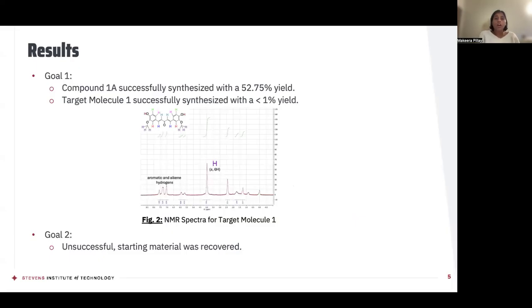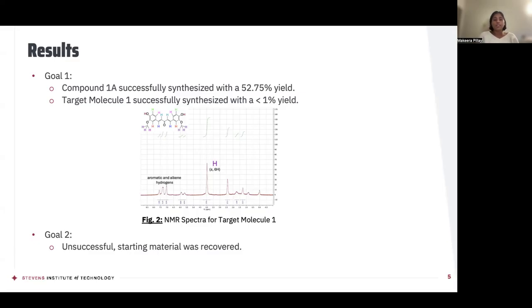Overall, for goal 1, compound 1A was successfully synthesized with 52.75% yield. Target molecule 1 was successfully synthesized with a less than 1% yield. The NMR spectra for target molecule 1 is shown on the screen, with the upfield peak around 4 ppm corresponding to the methoxy hydrogens, and the downfield peak corresponding to the aromatic and alkene hydrogens.